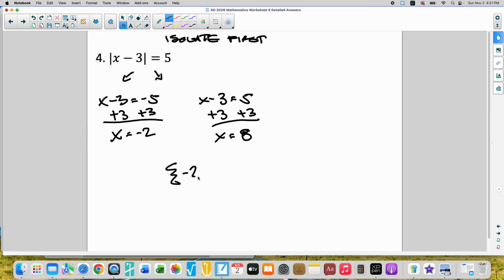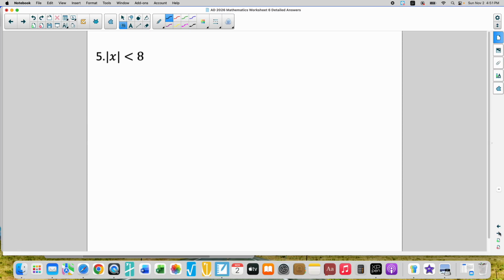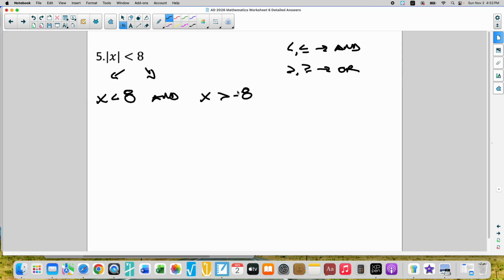We write our solutions in solution sets, and we write them in numerical order. Absolute value inequalities, that distance, you write x is less than 8. Less than, or less than or equal to, means and, greater than or equal to means or. So this is going to be an and statement, and then we flip the inequality, and we flip the sign of this number.